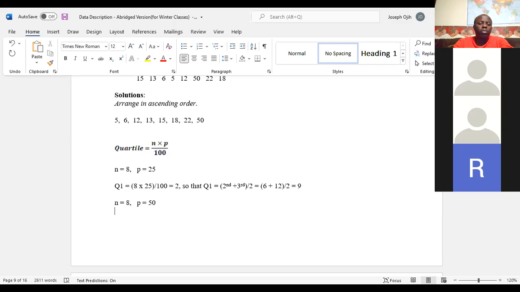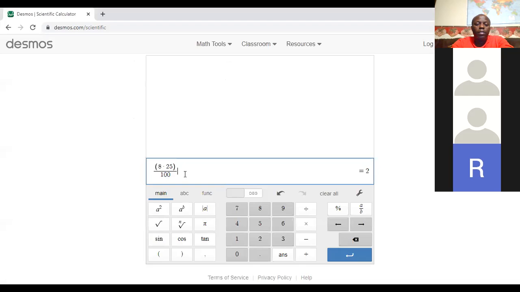So next one will be Q2. Q2 will be 8 times 50 divided by 100. So we look at 8 times 50, which we can get from here. Change this to 50. Again, we get a whole number, which is 4. 4 is a whole number.